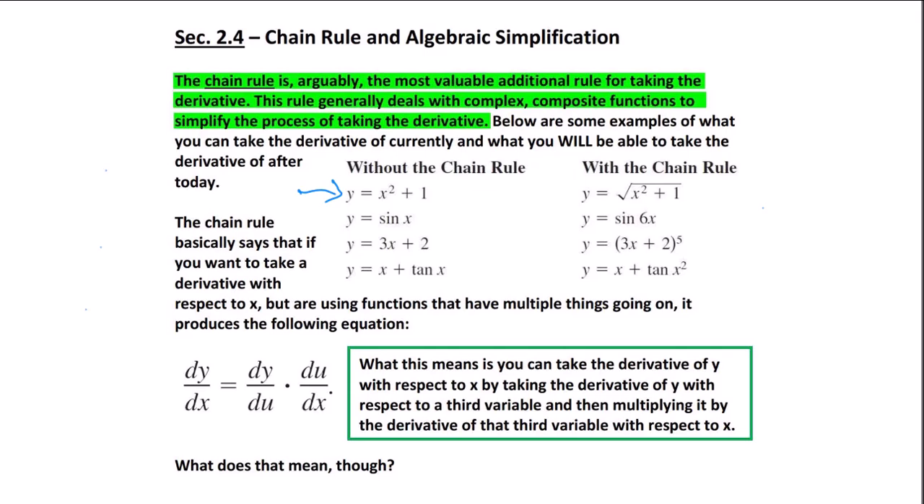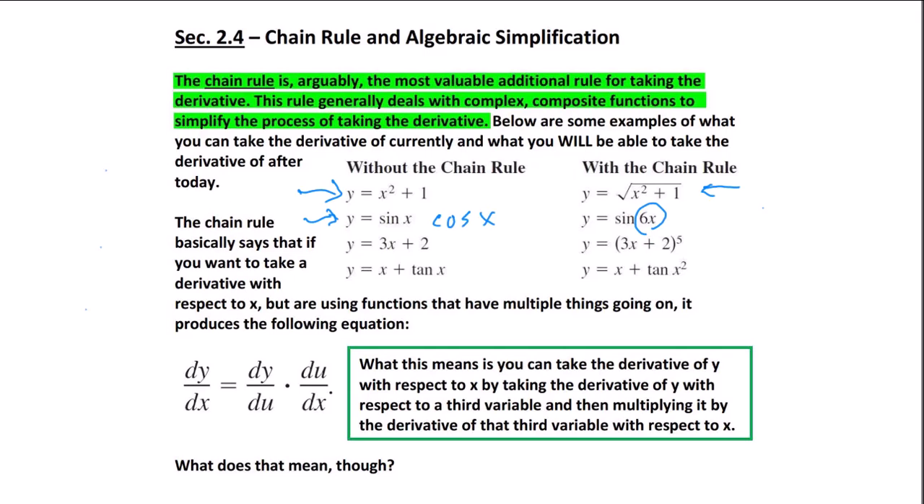Easy, right? It's just going to be the derivative of y is going to be 2x. Well, what happens though when you put it inside a radical? That changes things. Look at something as simple as this. We know that the derivative of y here is going to be what? Cosine x. Done deal. But what happens when we put something like this inside the sine function?